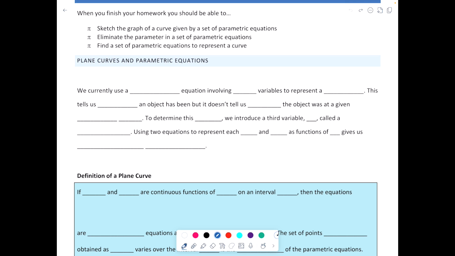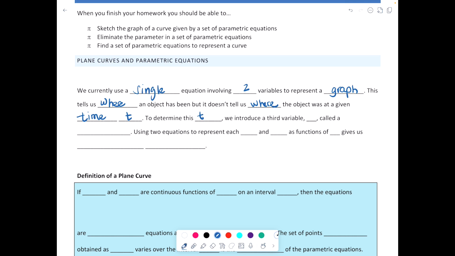We currently use a single equation involving two variables to represent a graph. This tells us where an object has been, but it doesn't tell us where the object was in time, or at a given time, t.